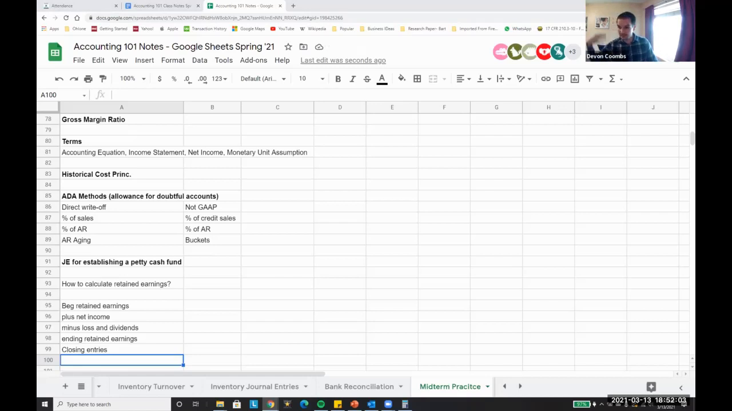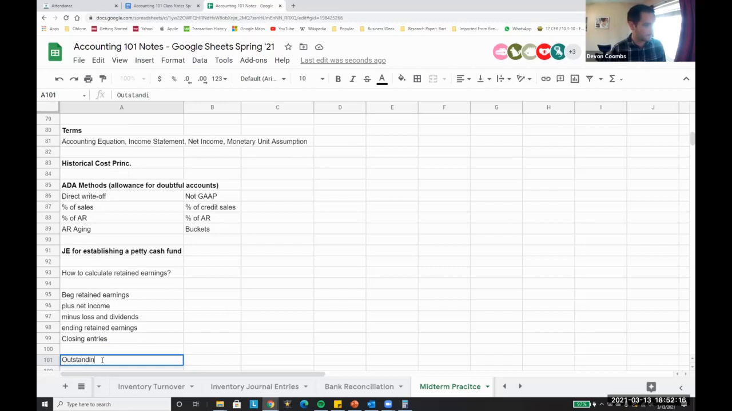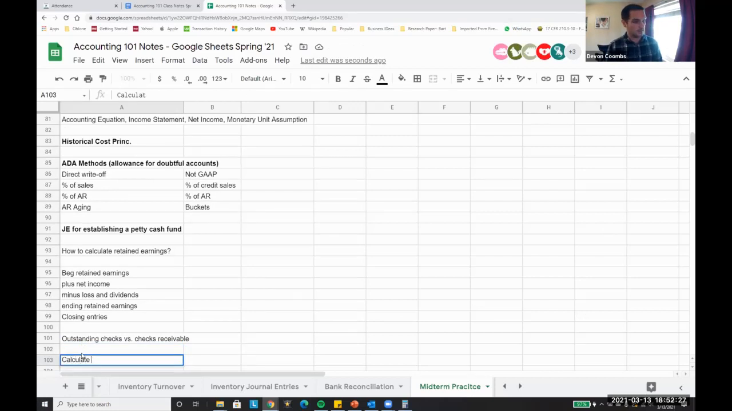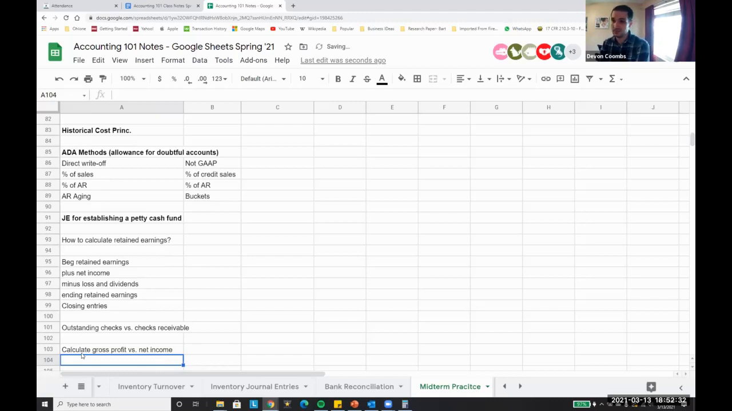I'm going to ask about the different definitions in the bank reconciliation. What's the difference between outstanding checks and checks receivable? I'm going to ask you to calculate gross profit. Gross profit versus net income, and what's the difference? Gross profit is our sales minus our cost of goods sold. Our net income includes everything else. So the multi-step income statement.